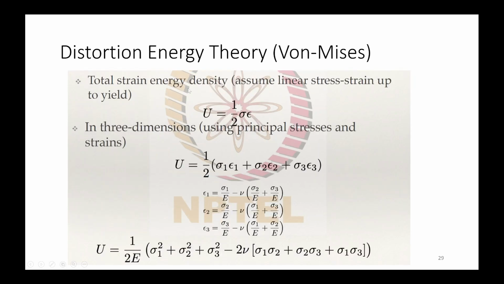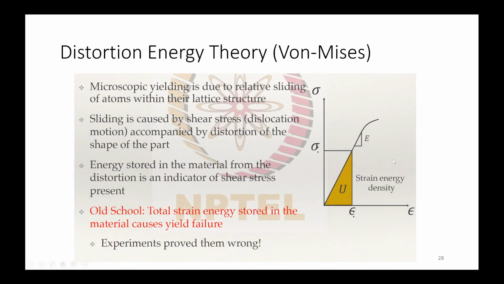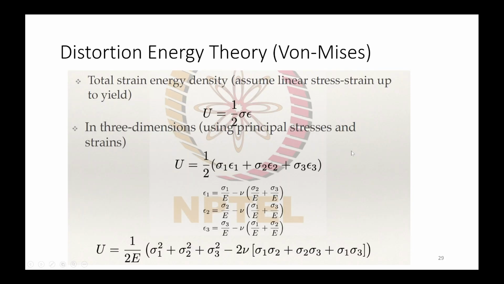Now total strain energy density, here we assume linear stress strain up to yield point. So this strain energy, which is resilience, we always calculate it by half sigma times E. So this is a triangle. E is your strain, sigma is your stress, and half for getting the area of this triangle. So this is the energy stored up to that point.